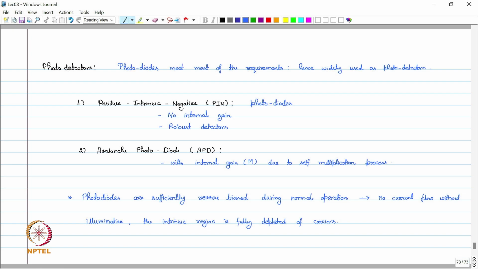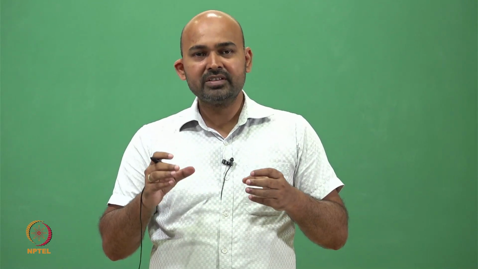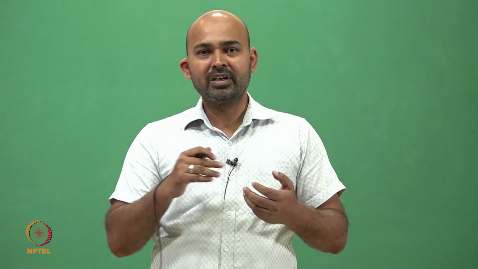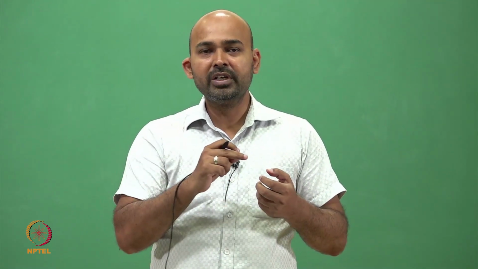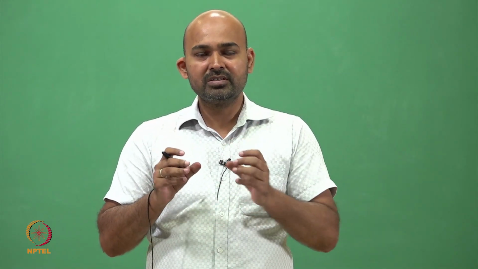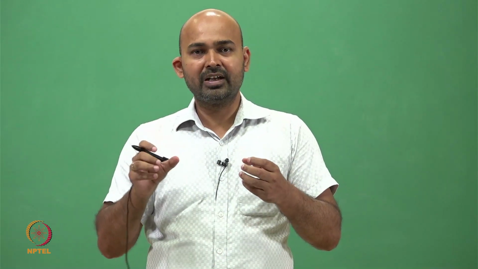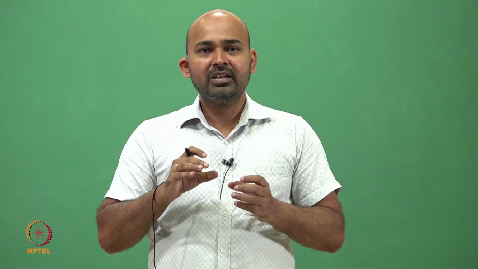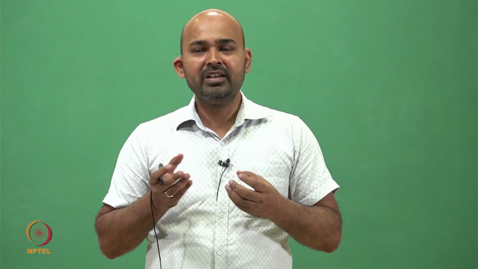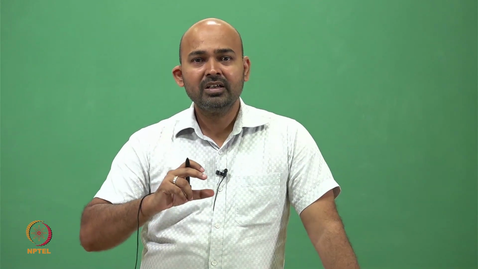So these photodiodes are always sufficiently reverse biased. We apply the voltage such that this diode is always biased in the reverse bias, and in the reverse bias we do not have a conduction, a current flowing into the device. The intrinsic region, which is in between this P and N type, positive intrinsic and negative, is completely depleted of any charge carrier, so there is no current flow in the device. We always bias in the reverse bias.